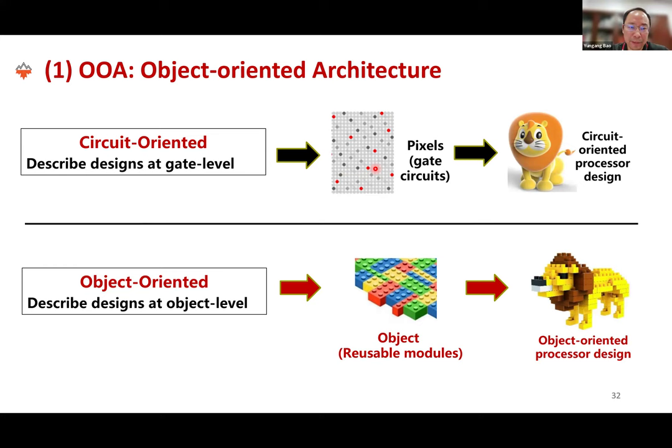Traditionally, we build a chip using a circuit-oriented approach, which means engineers usually describe designs at a gate level. But we actually leverage the CISO language and we build the whole XiangShan chip as objects and describe the whole design at an object level. So this is totally different from previous, traditional chip design flow.